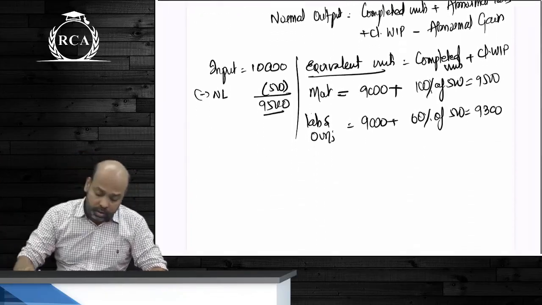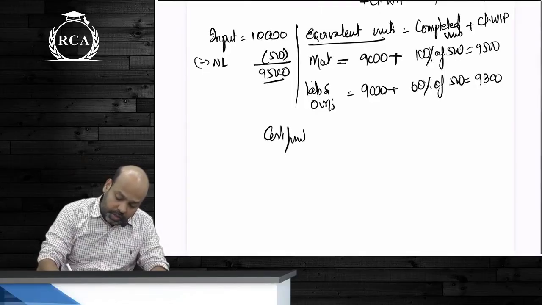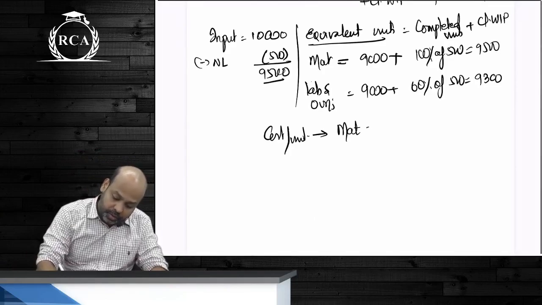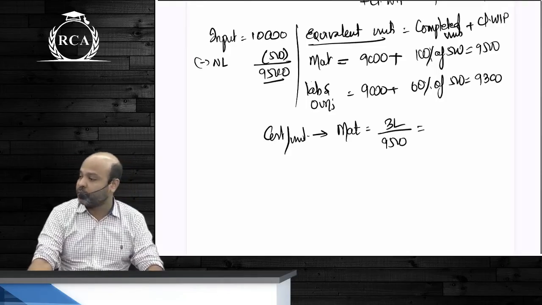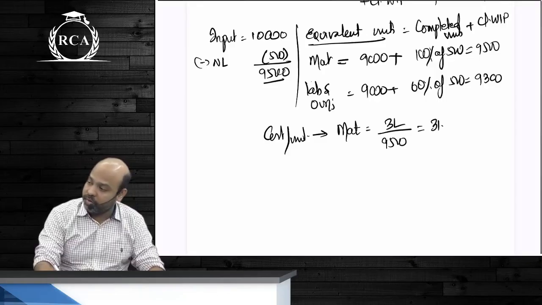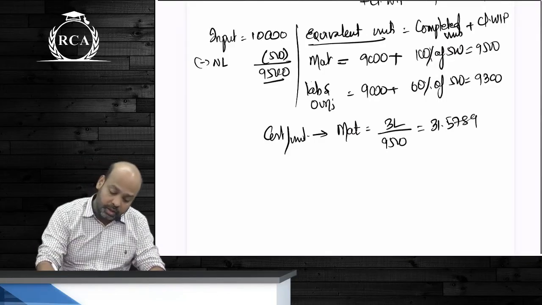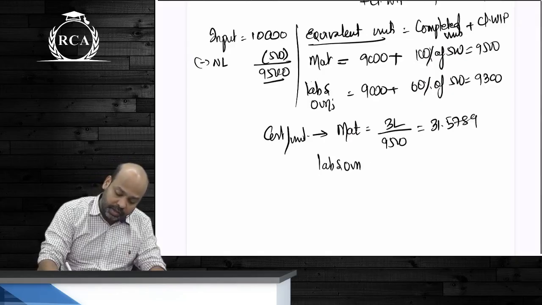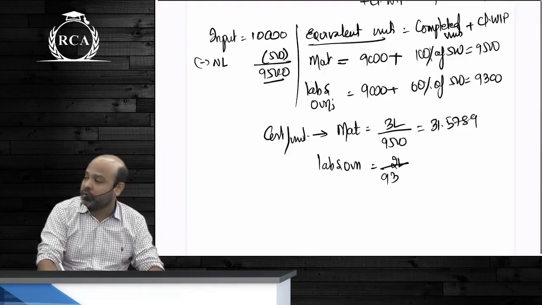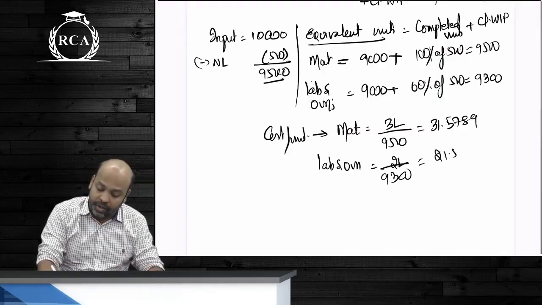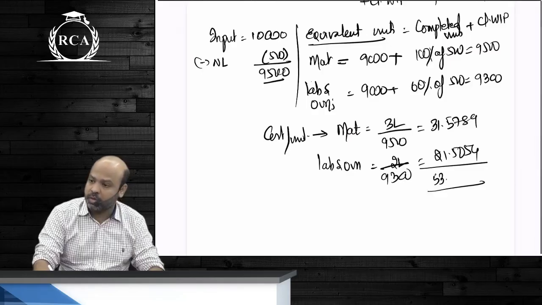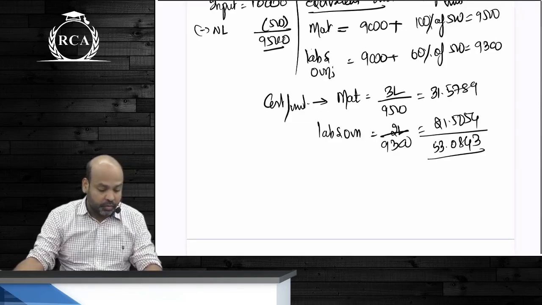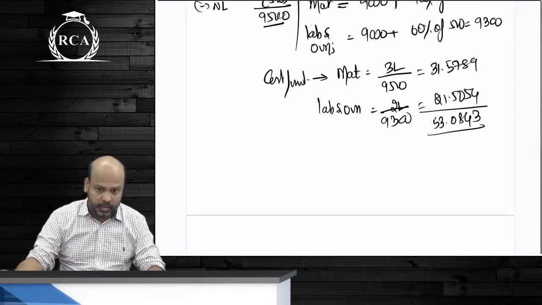Yes. Your cost per unit for material will be how much? 3 lakh rupees divided by 9,500. Four decimal points: 31.5789. Labor and overheads, 2 lakhs divided by 9,300: 21.5054. Add both: 53.0843 would be the amount per unit. Are we clear about this?